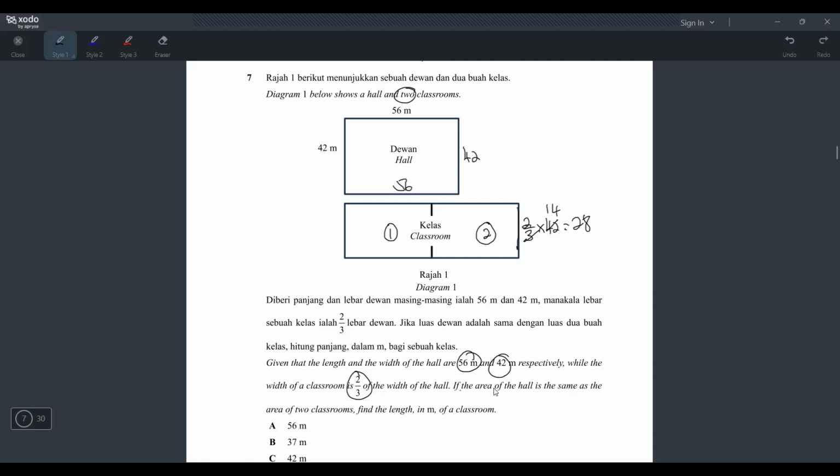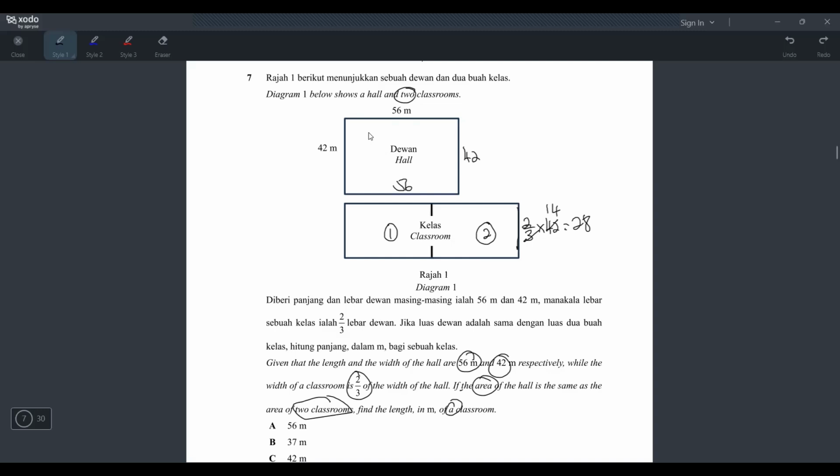And then they say if the area of the hall is the same as the area of 2 classrooms, find the length of the classroom. So I want to find the length of the classroom, but they say classroom, right? So not the whole thing here, only like sini saja, because they want the length of 1 classroom. So how to do? Use area, because they say the area of the hall is the same as the area of 2 classrooms. So let's find the area of the hall first.